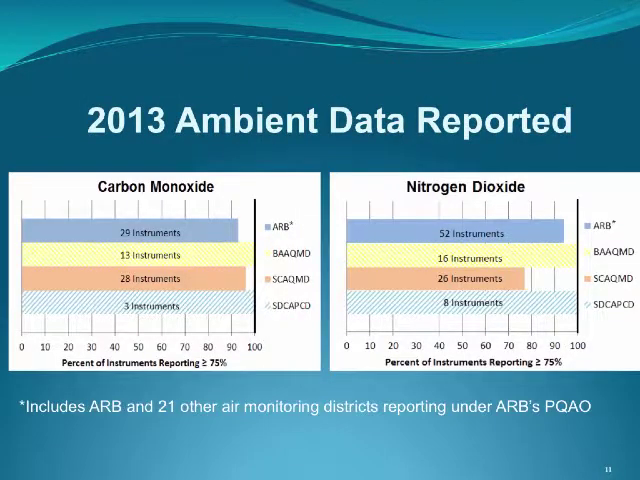So now we're looking at the results for the year 2013. In ARB's network, we have 29 CO instruments operating. As you can see, over 90% have collected 75% or more of the ambient data. And if you look at the other PQAOs in the state, it's really good on the amount of information being collected and uploaded. For NO2, again, 52 instruments operating in our network, over 90% have collected and uploaded 75% or more of the ambient data. Similar story for the other PQAOs.